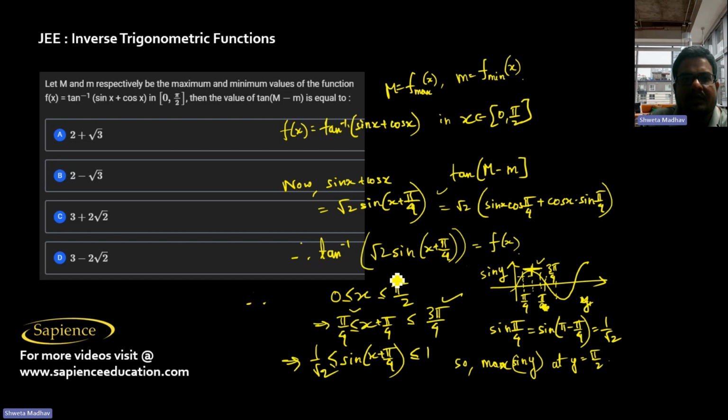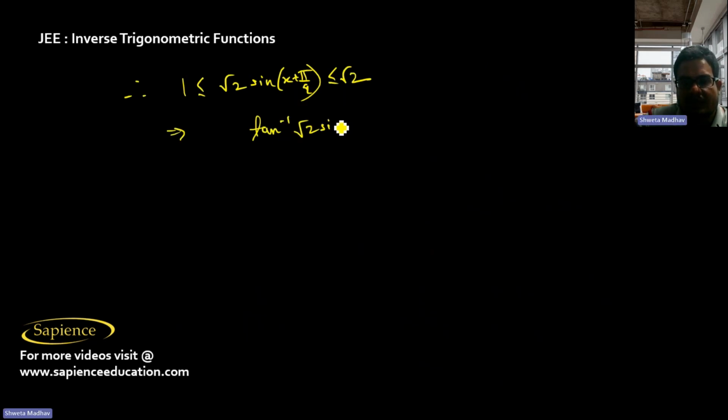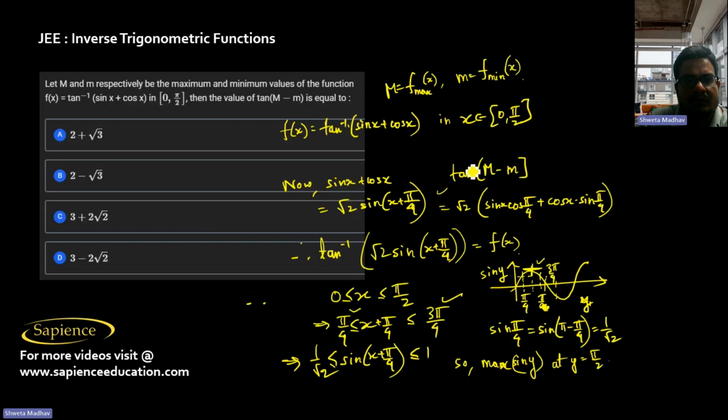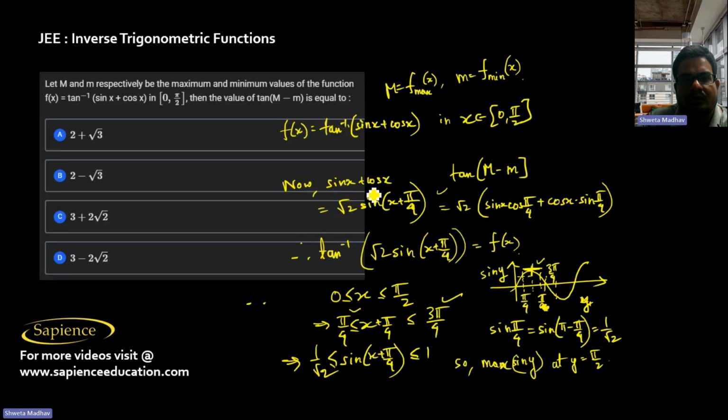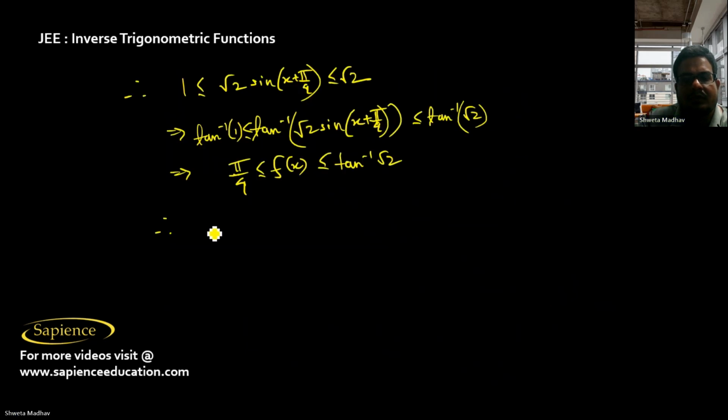Now, tan inverse of that. So therefore, tan inverse of this root 2 sine of x plus pi by 4 will go from tan inverse 1 to tan inverse root 2. So it means the function f of x is going from pi by 4 to tan inverse root 2. So therefore, now the value of tan of this.